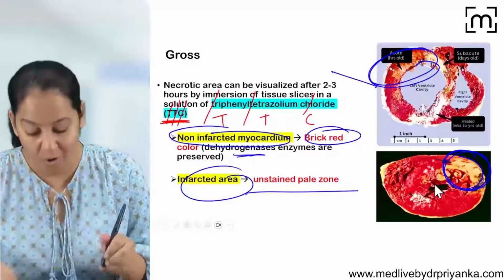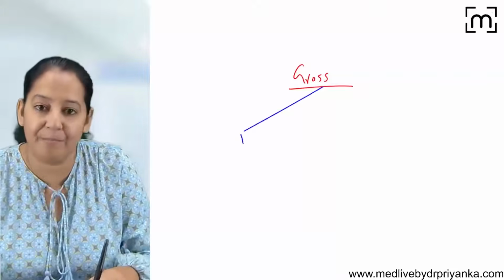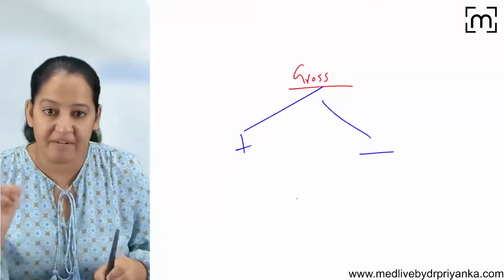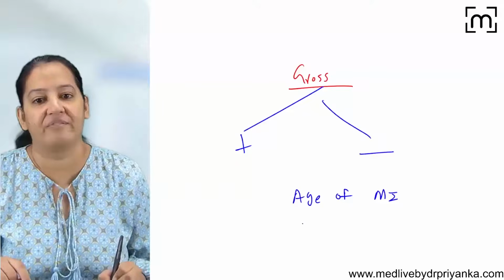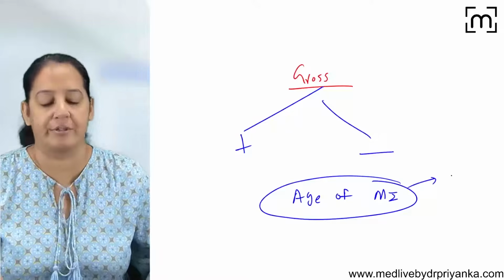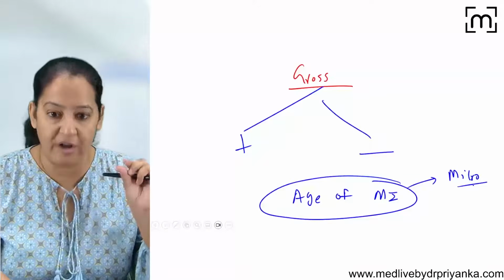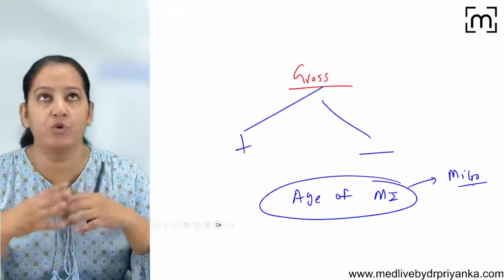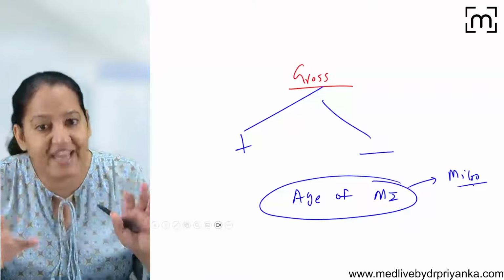So on gross, we can tell whether the infarct is present or absent, but we cannot tell the age of MI, the age of infarct. If you want to find out the age of infarct, you have to do the microscopy. Wherever you found the infarct, you have to cut that portion, make a slide of that, do the H&E stain, and look under the microscope, and that will tell you the exact age of the infarct.